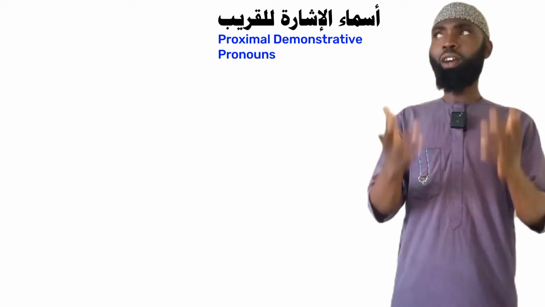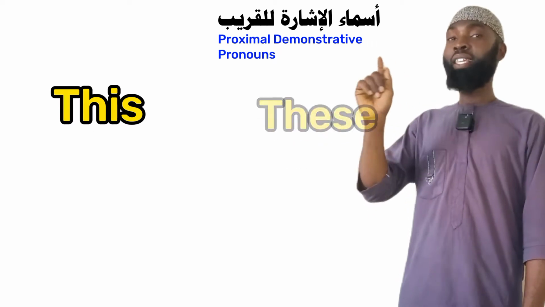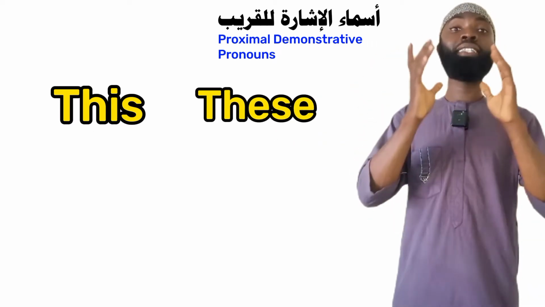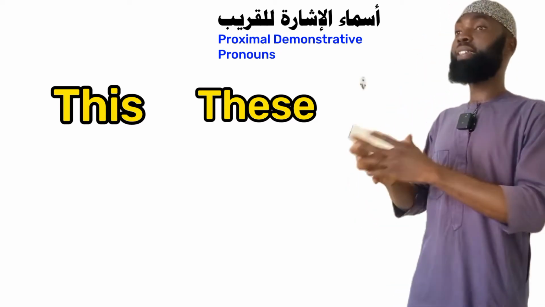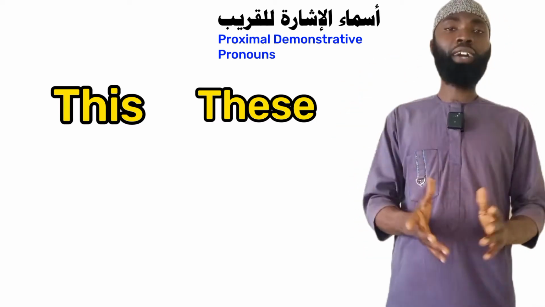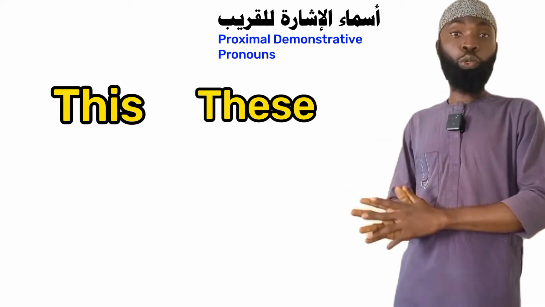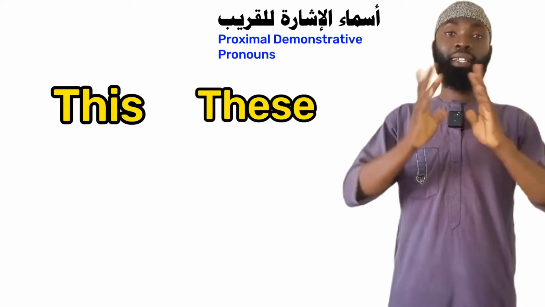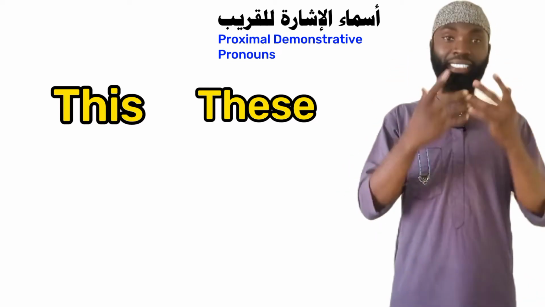In the English language, we all know that we have this, T-H-I-S, and we also have these, T-H-E-S-E. These are called the proximal demonstrative pronouns because we use them when we are pointing at things, objects, or persons which are close to us. However, in the Arabic language, we have 5 of these. Unlike the English that has just 2, we have 5 because we know the Arabic language will always cater for the 2 genders, both the male, the masculine, and also the feminine gender.